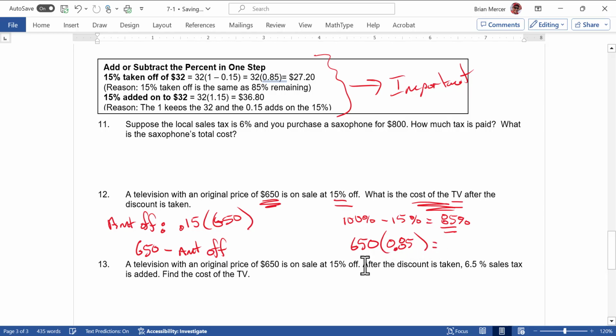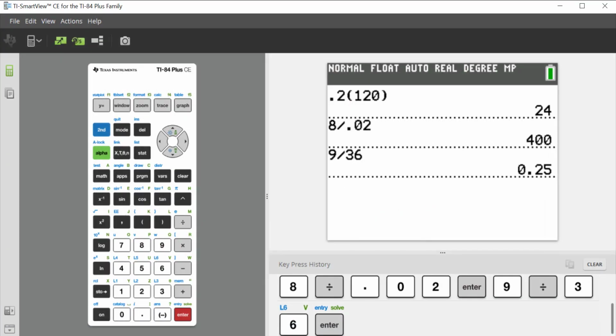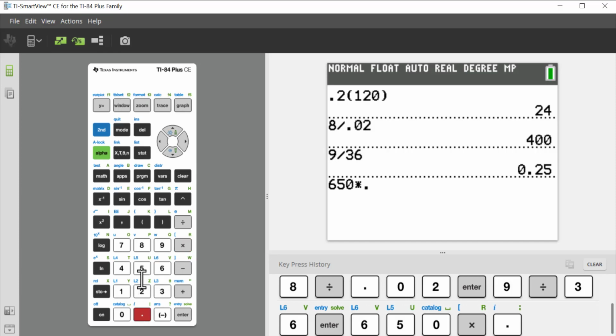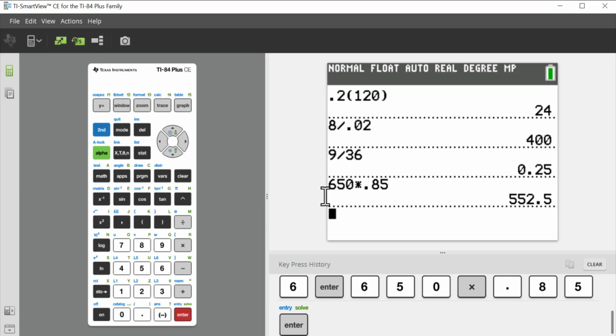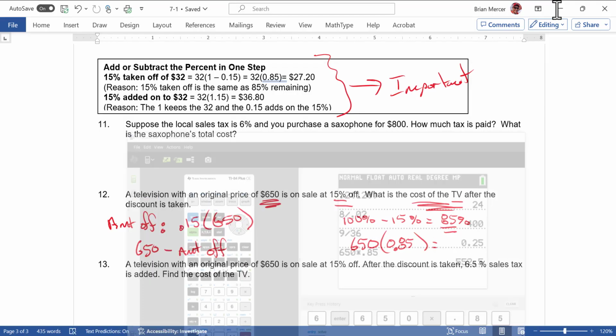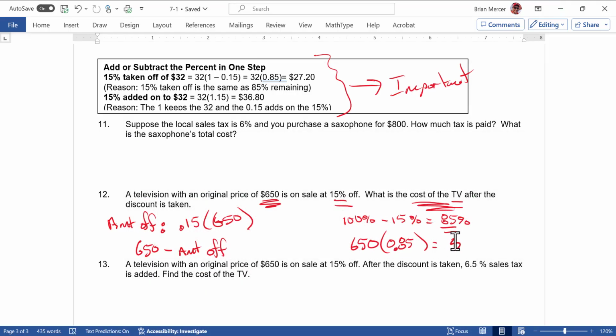And if you take 650 times 0.85, that gets you 552.50. So 552.50, that is the new price. So that price represents 15% off of this price.